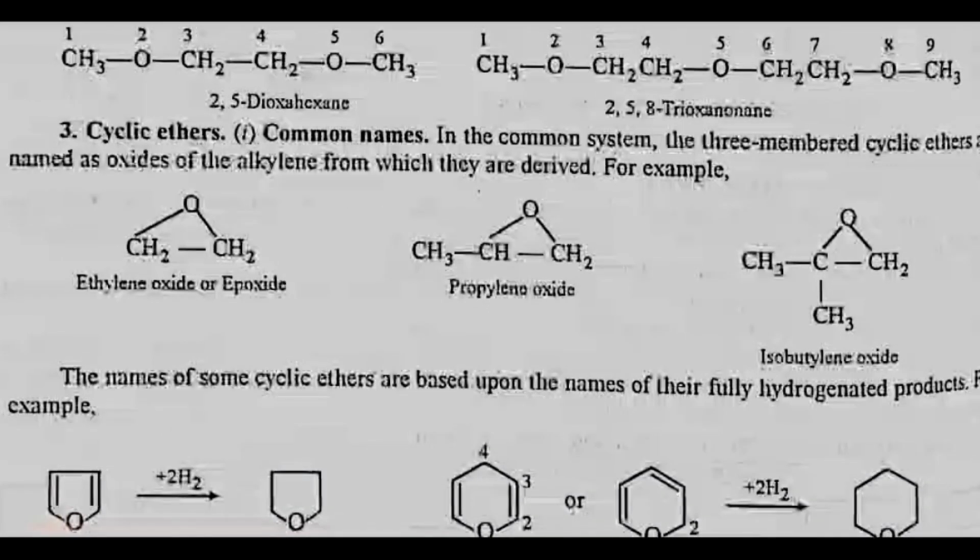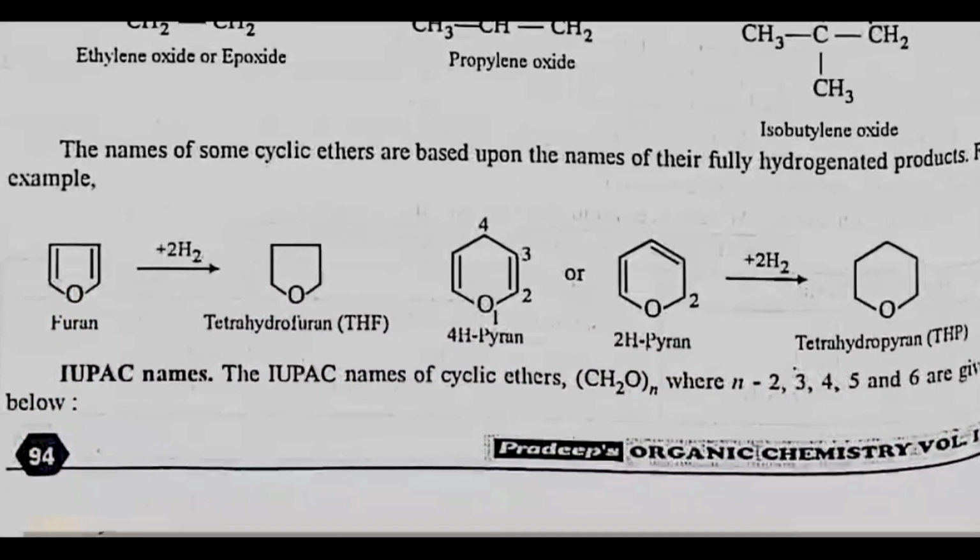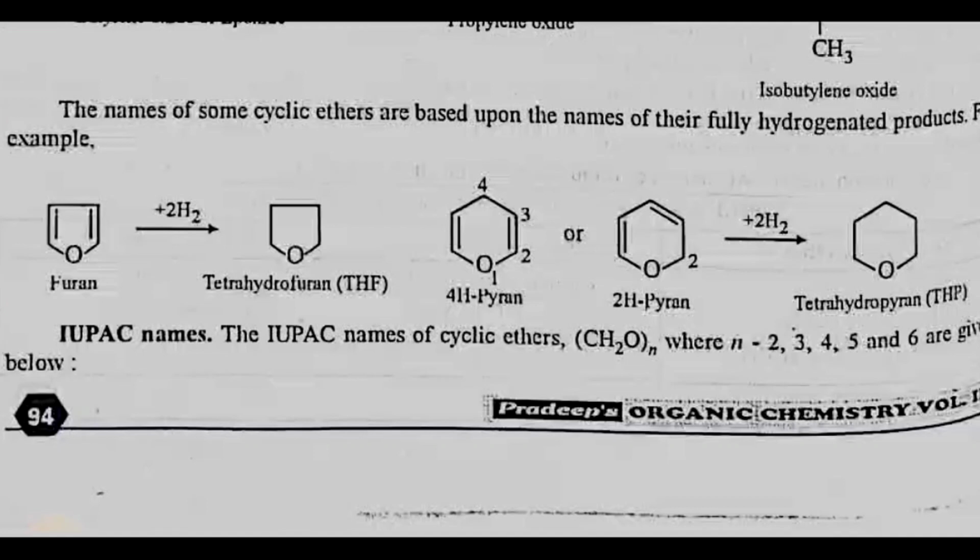In the common name system, the three-membered cyclic ethers are named as oxides of the alkylene from which they are derived. For example, ethylene oxide or epoxide, propylene oxide, isobutylene oxide. The names of some cyclic ethers are based upon the names of their fully hydrogenated products. For example, furan plus 2H2 gives tetrahydrofuran; 2H-pyran plus 2H2 gives tetrahydropyran.